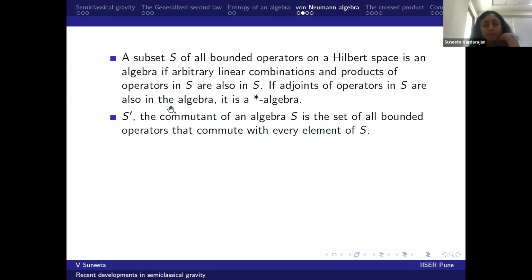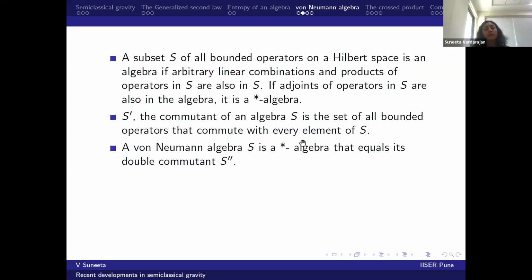Now, S prime, which is the commutant of the algebra S, is the set of all bounded operators that commute with every element of S. This set I call the commutant of the algebra. And a von Neumann algebra is a star algebra that equals its double commutant. So what is a double commutant? You take the commutant and you find its commutant. And if that equals the original subset S you started out with, then you call it a von Neumann algebra.